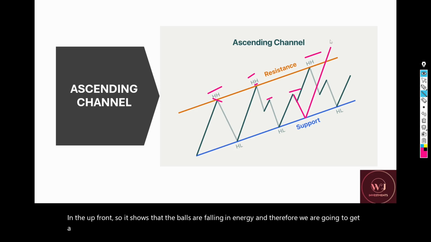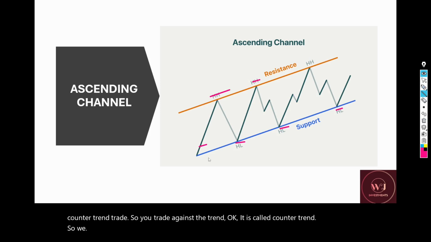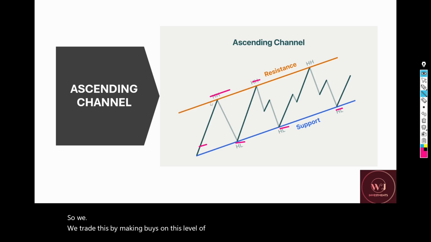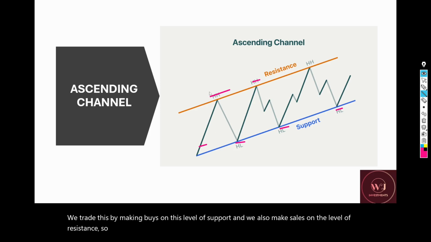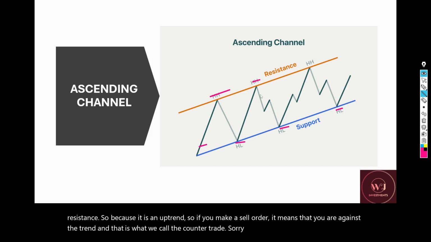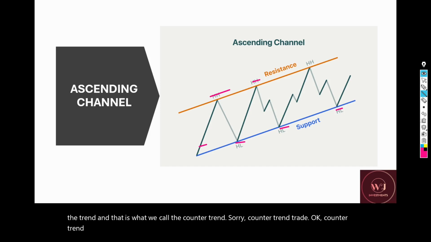But it can happen like this and still the price goes higher, or the price can break this support level. We trade this by making buys on this level of support, and we also make sells on the level of resistance. Because it is an uptrend, if you make a sell order, it means that you are against the trend, and that is what we call a counter trend trade. Okay, counter trend trade. You trade against the trend.